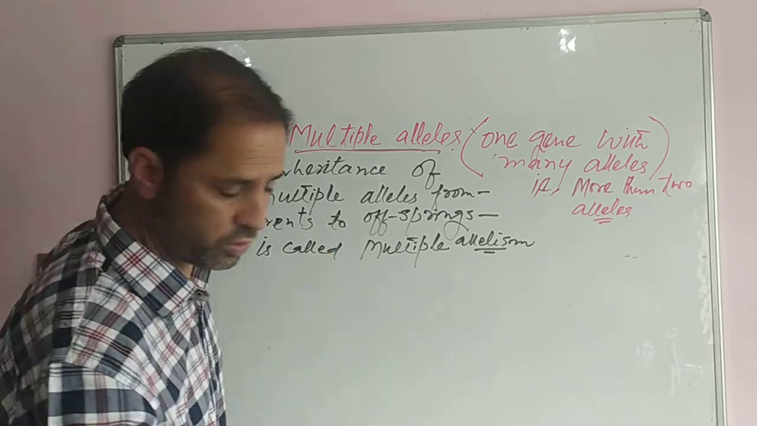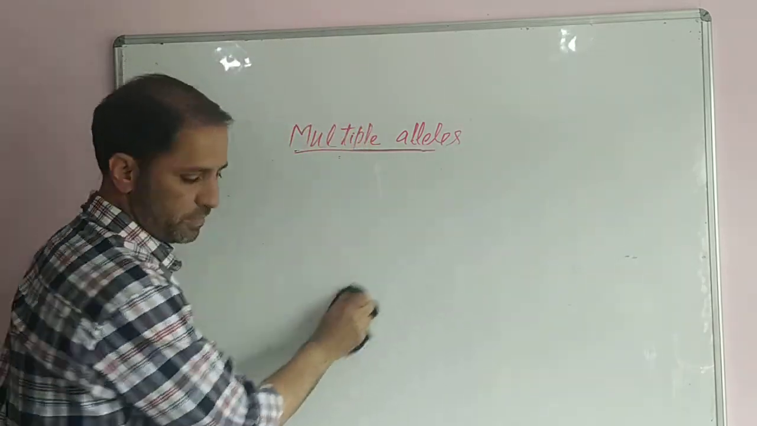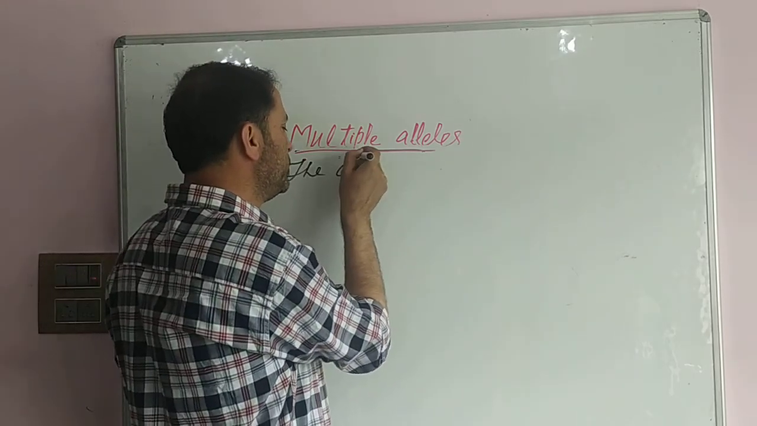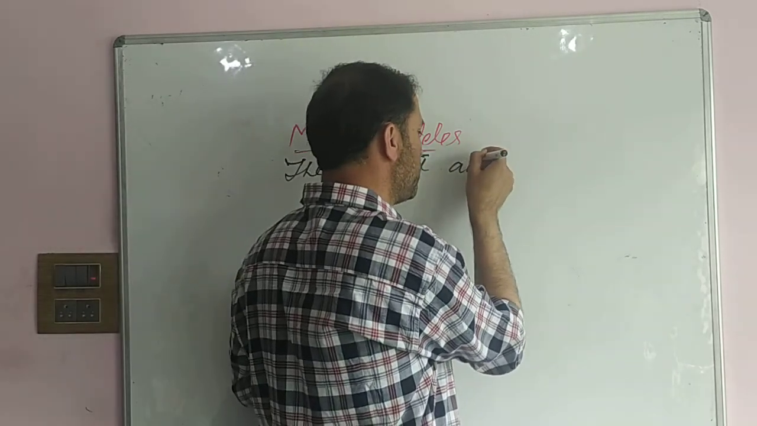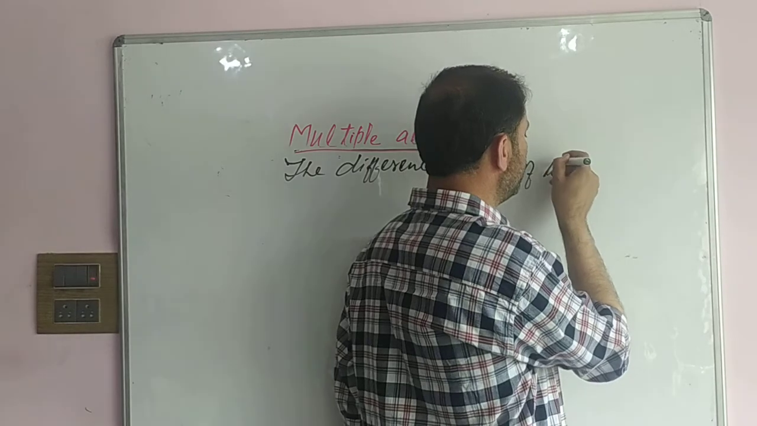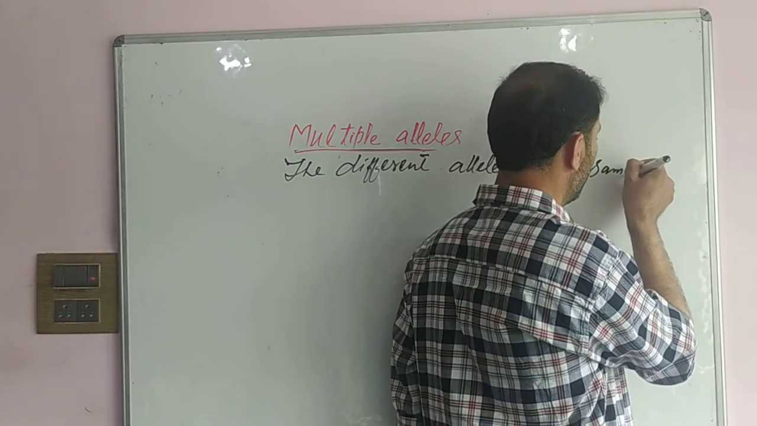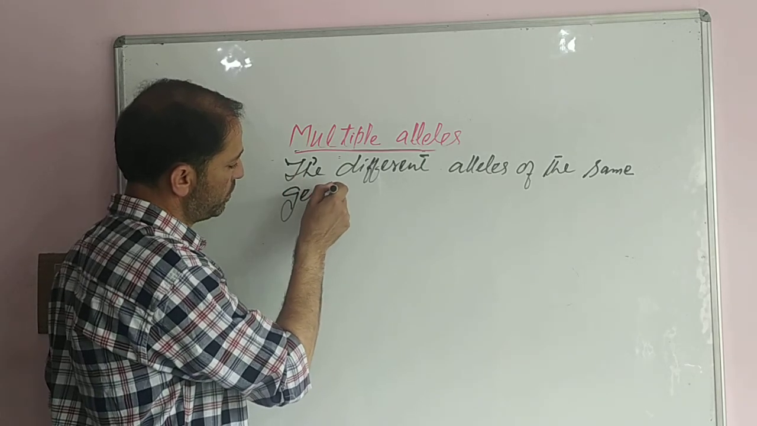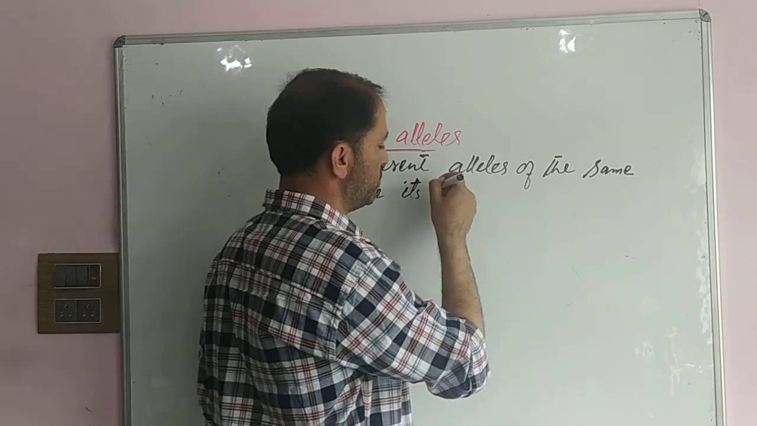The different alleles of the same gene. Different alleles of the same gene are its mutant forms.